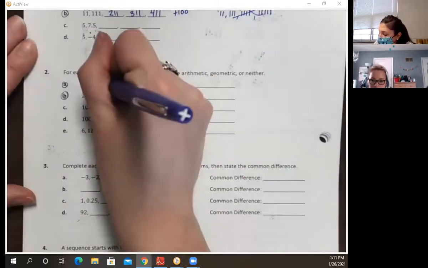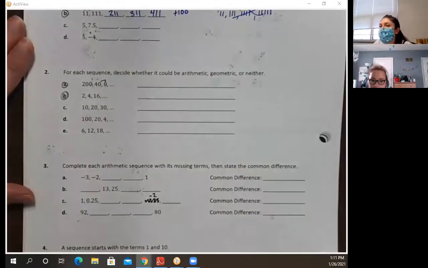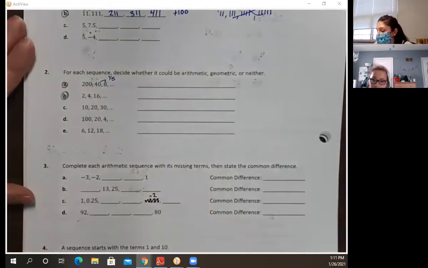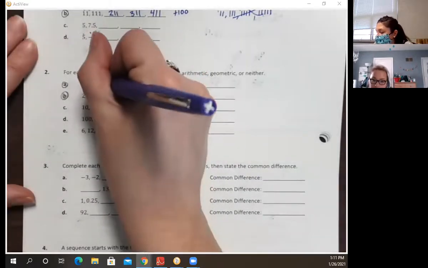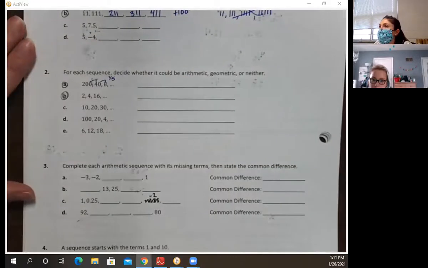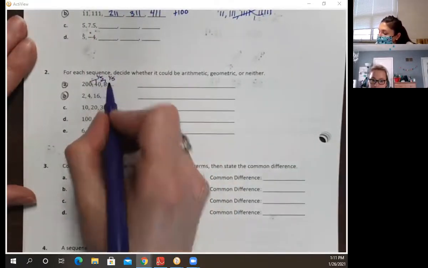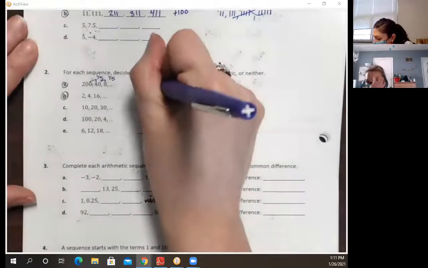Let's start with 40 and 8. What do I do to 40 to get 8? Divide by 5, or last time we talked about multiply by 1/5. If I take 200 and divide by 5, will I get 40? Yeah. So since we multiply by the same thing each time, this is geometric.